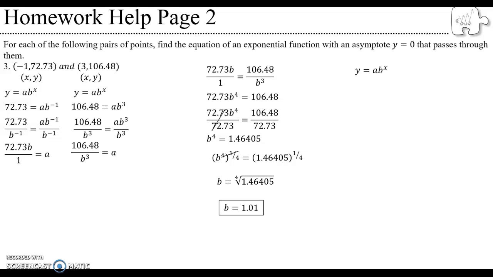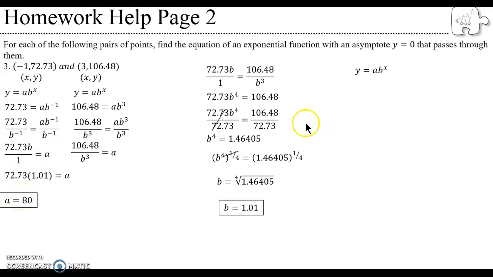So now, what we're going to do is same thing. We find the equation that looks easier. I think this one looks easier. Let's ignore the 1 when we plug it back in. So we just get 72.73. Plug in 1.01 for b equals a. We're ignoring the divided by 1 because that doesn't mean anything. So we just multiply these together and then we get a equals 80.